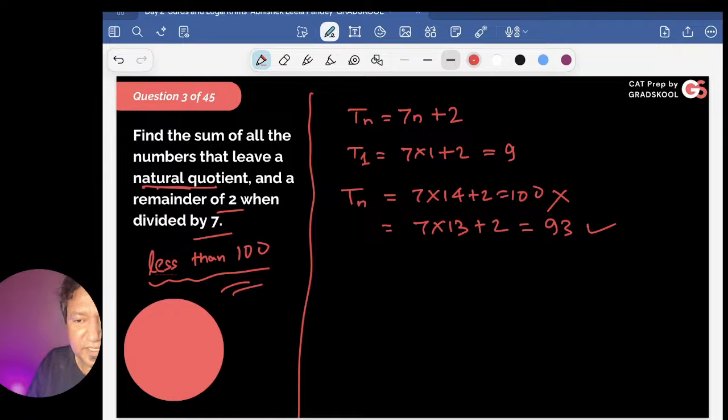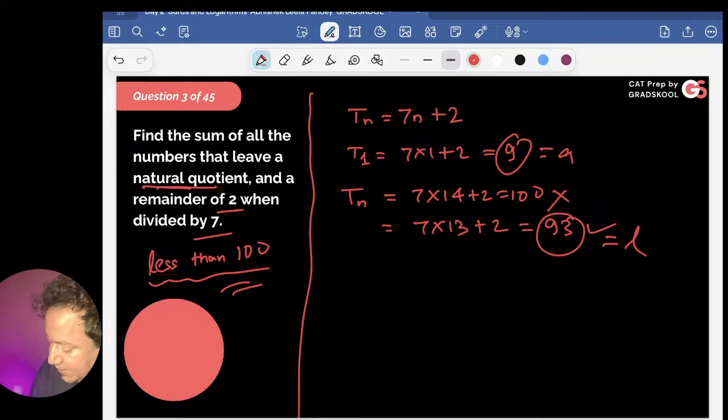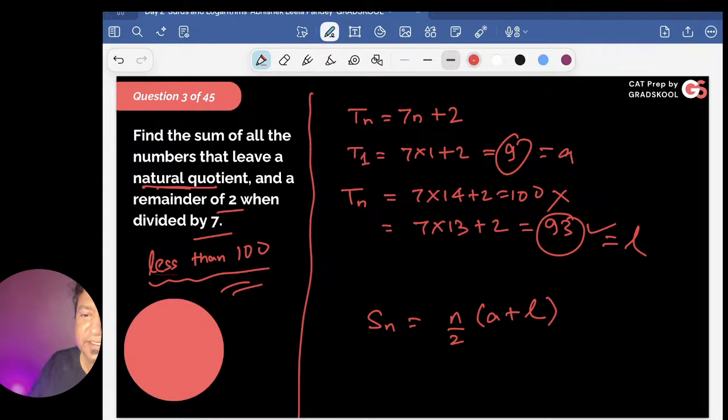अंकित क्वेश्चन मार्क में था, बन नहीं पाया था, देखो अब बन जाएगा. Sum of all such numbers. Okay, so now you see that 9 is the first number and 93 is the last number. Sum of n terms. Now we know the first and last. N by 2 times a plus l. This formula can be used. You just need to identify what's the value of n here. What's the value of n here? Who will tell me that? It's 13 only, right? 13 by 2 times 9 plus 93.